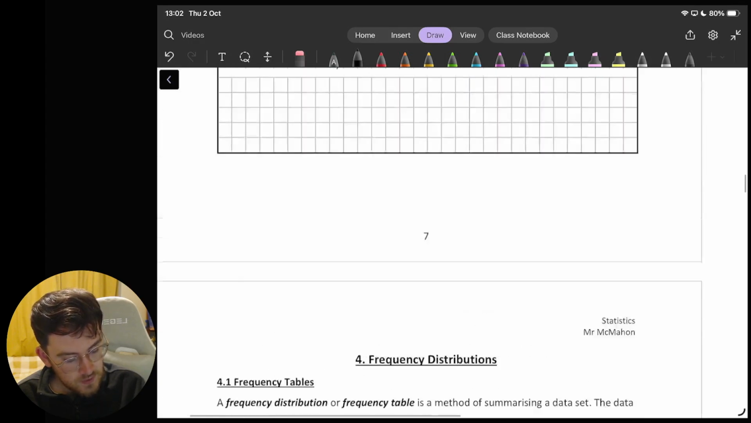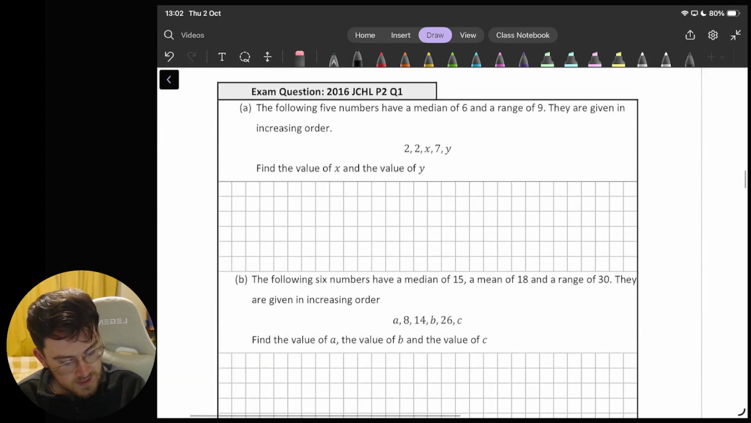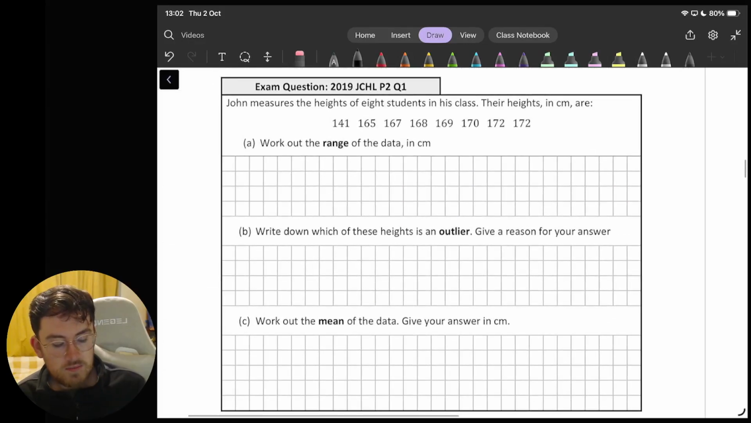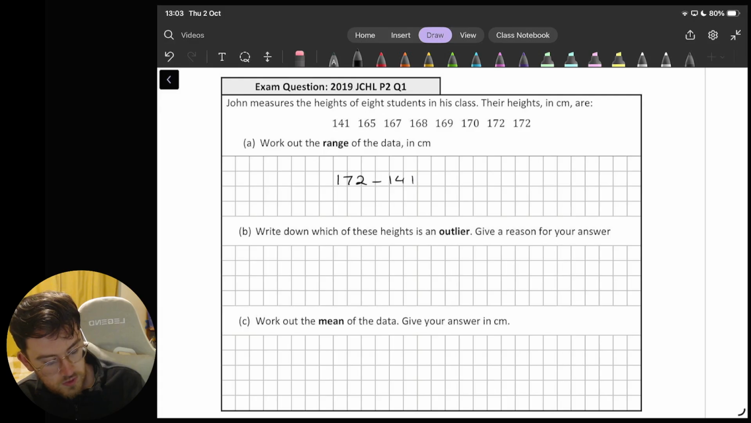So let me see, we have a few extra questions here that we could look at. I'm going to look at this one next then. John measures the heights of 8 students in his class. Their heights in centimetres are given as follows. Work out the range of the data. So to work out the range, the data must be in order, and we can see here that it is. So the range is the biggest, take away the smallest, 172 take away 141. So that is 31 centimetres.